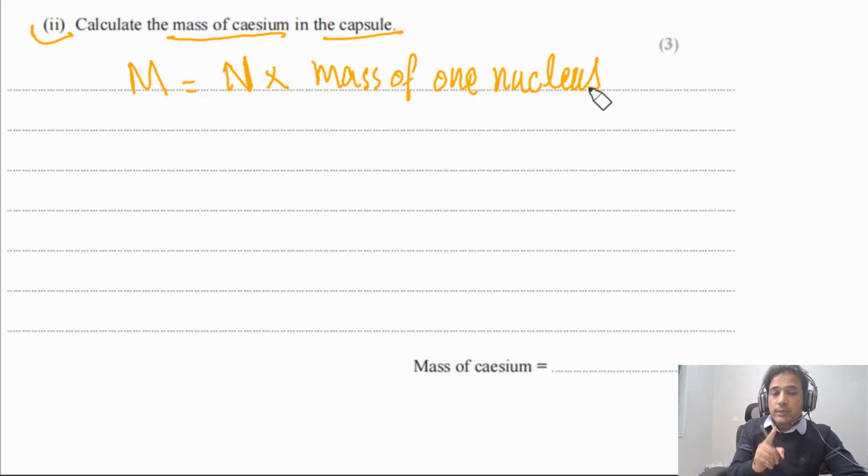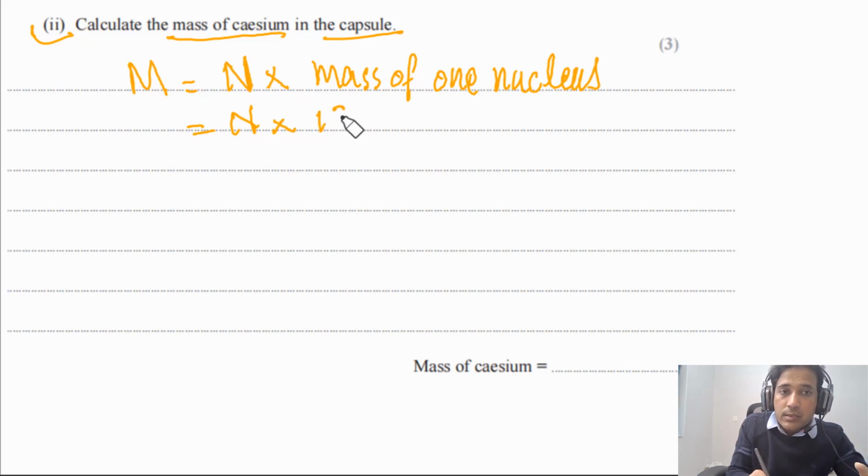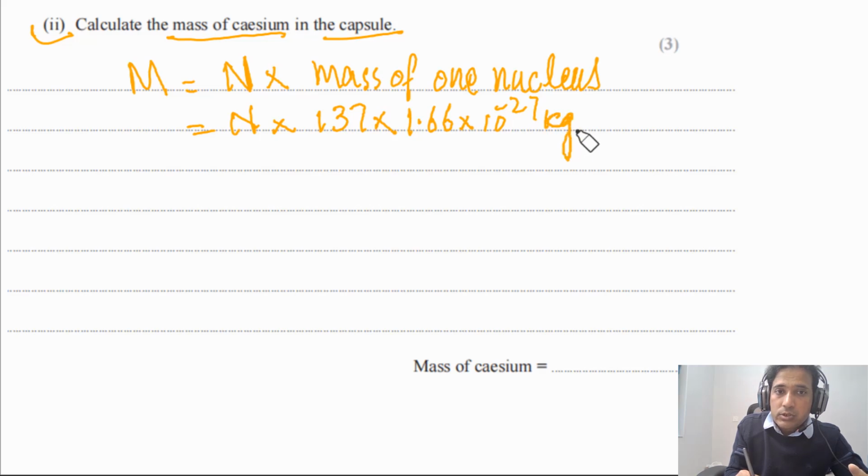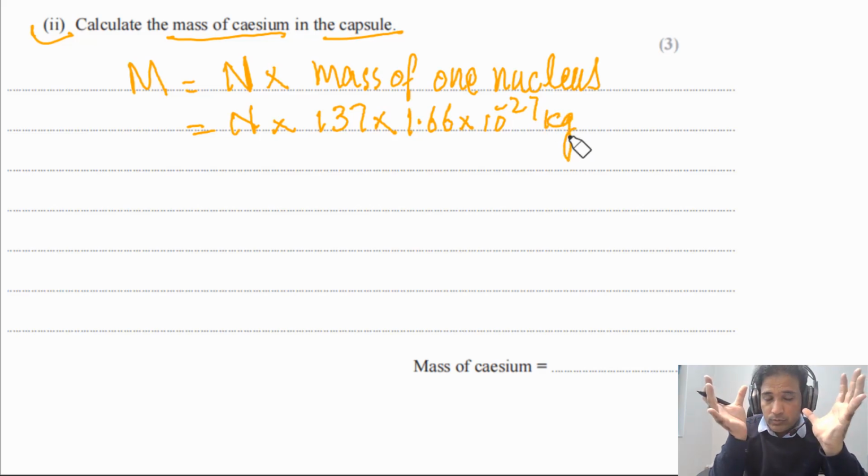And the mass of one nucleus we can find because this is cesium-137. Let's call the total number of nuclei N. The mass of one nucleus is equal to the number of nucleons multiplied by the mass of one nucleon. And the mass of one nucleon, meaning one proton or neutron, is 1.66 times 10 to the minus 27 kg. So this is the main idea you need to approach.